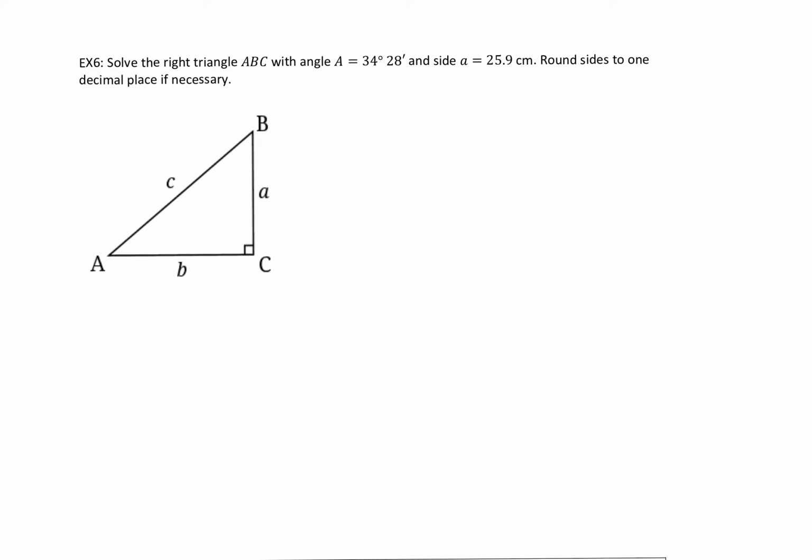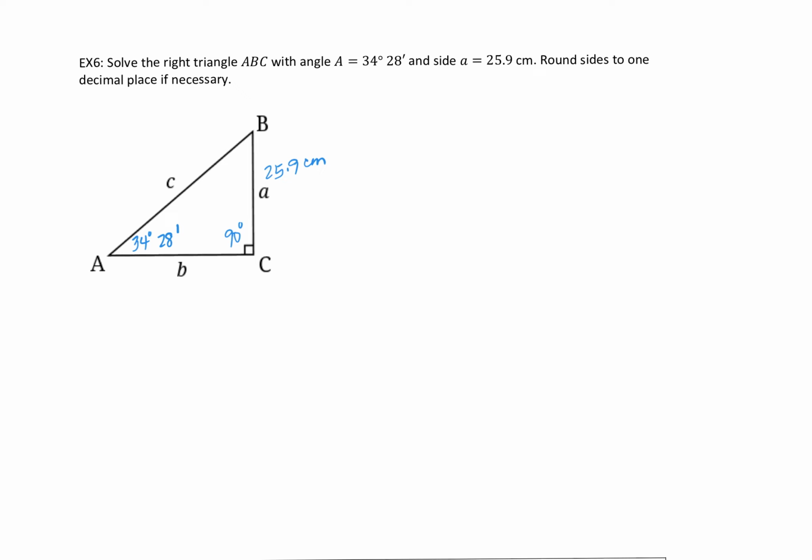We have that angle A is 34 degrees and 28 minutes. So since angle A is given as degrees and minutes, then we have to write angle B in terms of degrees and minutes. And we don't have to do anything for angle C. We already know that's 90 degrees and 0 minutes, so I'm not going to write the 0 minutes. I have side A is 25.9 centimeters. And that's all I have.